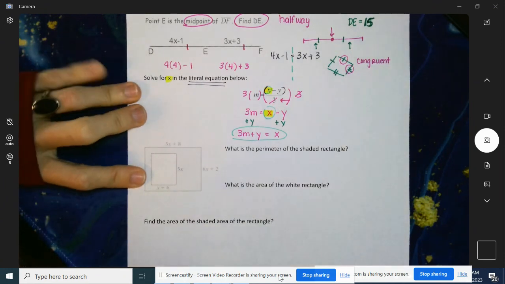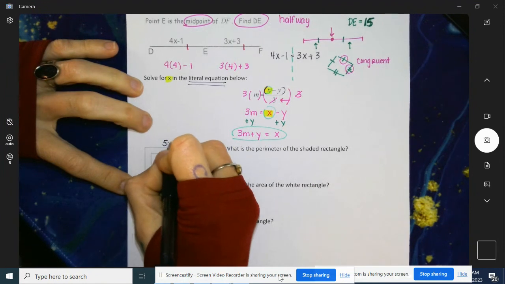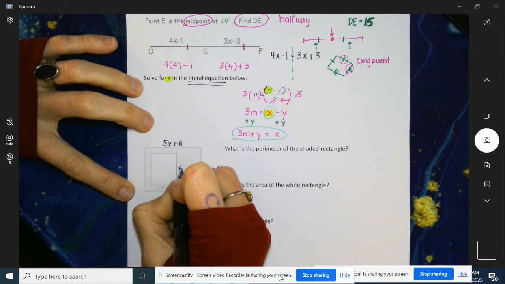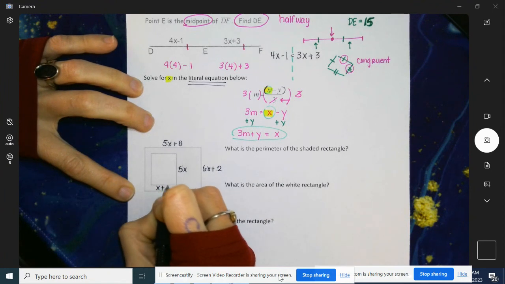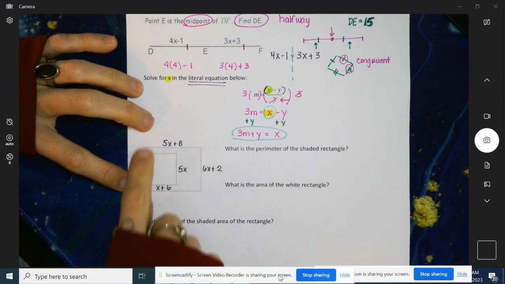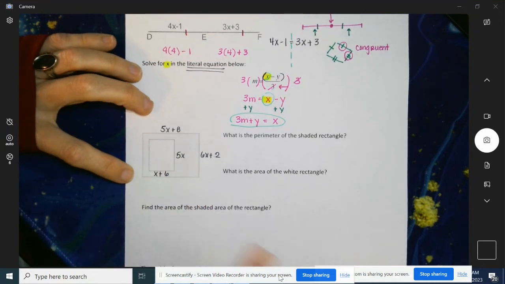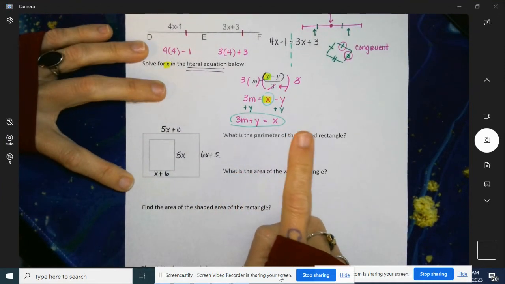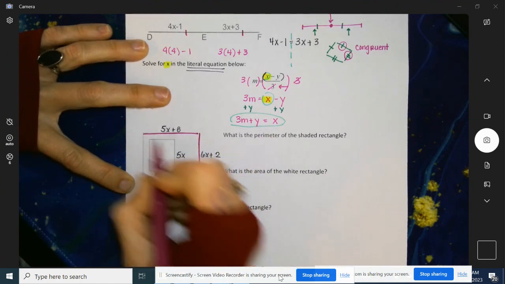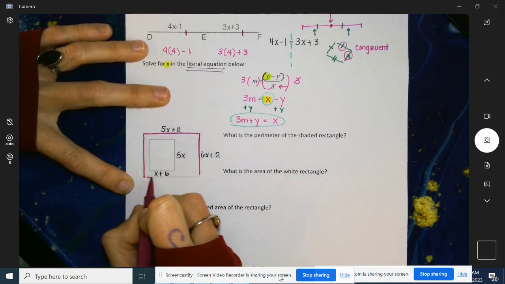Okay, this guy's hard to read. I didn't realize it was because it was in color. 5x plus 8, 6x plus 2, 5x, and x plus 6. Now, shaded region is all of this outer portion. Hopefully you can tell it's a little darker. So what is the perimeter of this shaded rectangle? That's this guy. What do you know about rectangles?